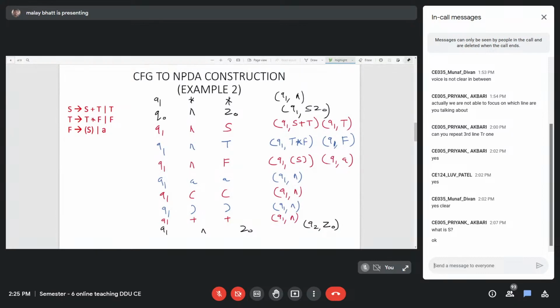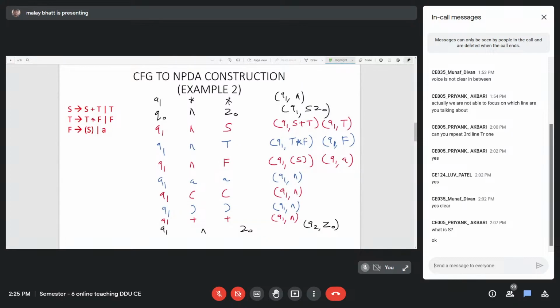When we get a terminal symbol on the top of the stack, it will consume the terminal symbol from the input and proceed further. Now another terminal symbol is multiplication. So you can see the rule: Q1, star in the input, star on the top of the stack, we are getting Q1, null. Similarly, we have the opening parenthesis: Q1, opening parenthesis in the input, opening parenthesis on the top of the stack, so we are getting Q1, null. And similarly for the closing parenthesis.